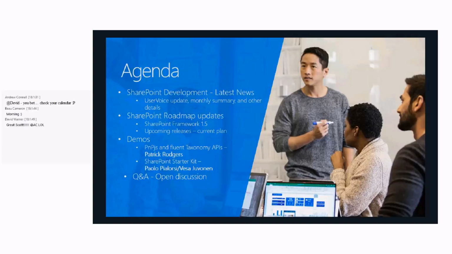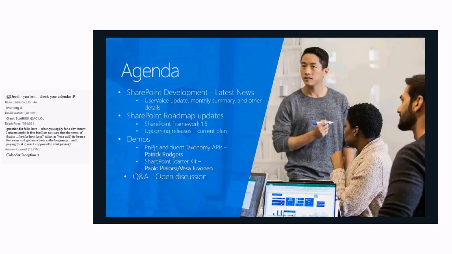One of the big things in May was the announcement of the Fluent API for taxonomy. That's huge because there is no REST API for taxonomy in SharePoint Online. But PnPjs is now offering you an easy way to get access to the taxonomy information using the Fluent way of accessing the API. So you can do group.termsets.terms, and then you can access all of the terms within the particular term set. Patrick's going to demonstrate that later today.